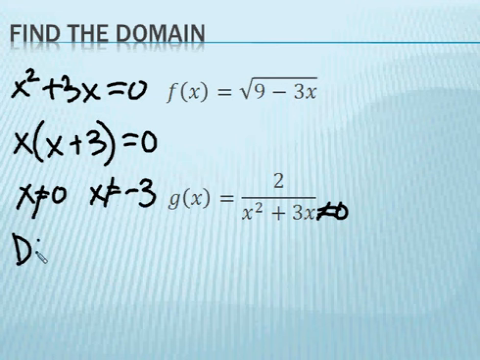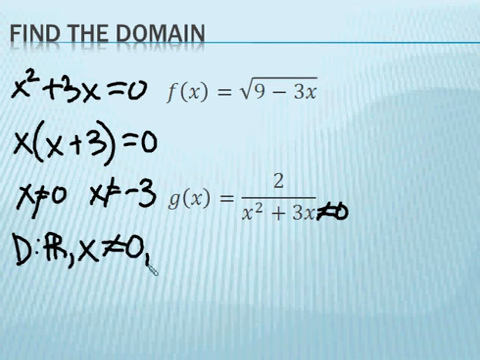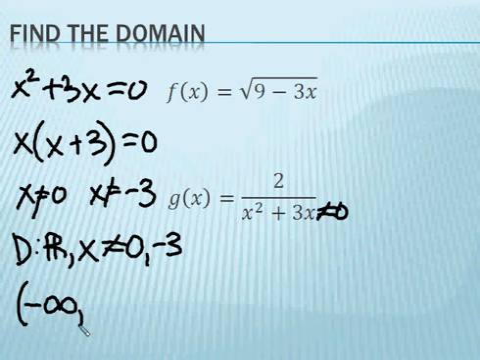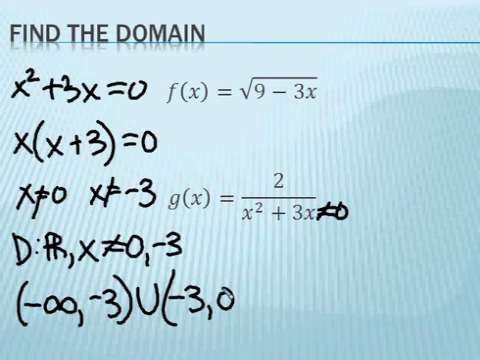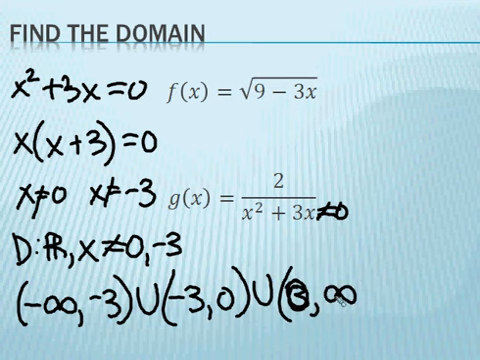So your domain here, you could write this a multitude of ways. We could say all reals, x cannot equal 0 or negative 3. I could say that we're going from negative infinity all the way to negative 3, not including negative 3, unioned with from negative 3 to 0, not including 0, union 0 to infinity, parentheses. That would be interval notation for the domain of that problem.